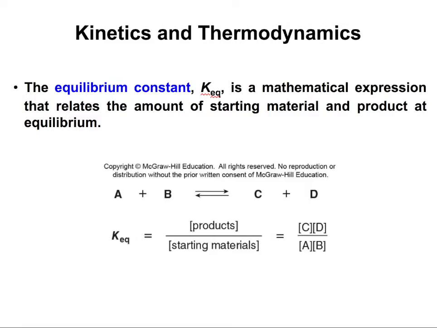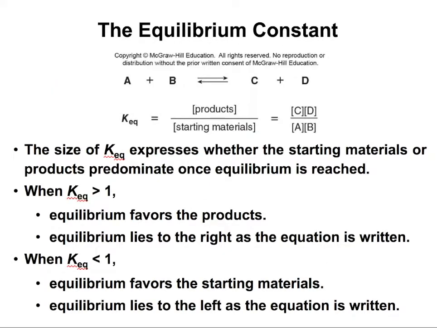So the equilibrium constant, remember, has an expression where we have the concentrations of the products on top divided by the concentrations of the starting materials. So in a reaction such as this one, A plus B gives us C plus D, we will have the products right here, C and D. Those are the concentrations, divided by the concentrations of A and B. So the size of K equilibrium tells us if we have more of the products or more of the starting materials.